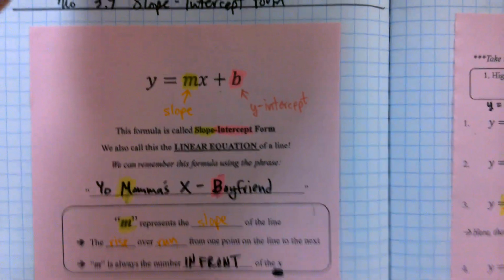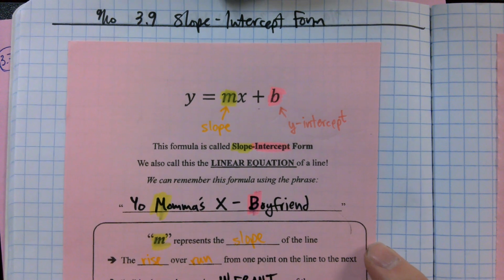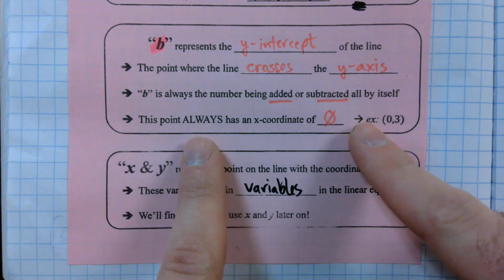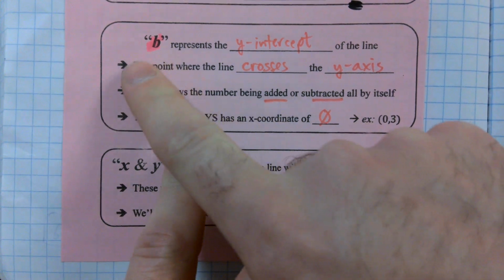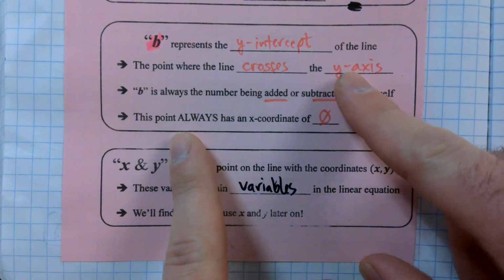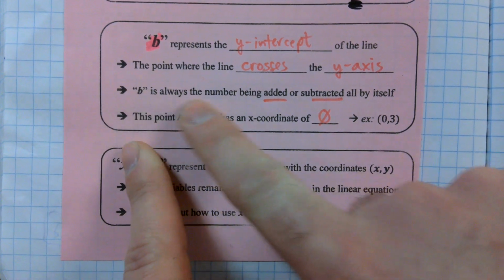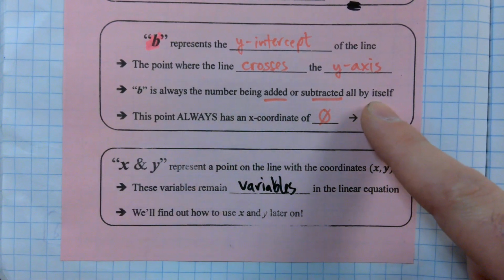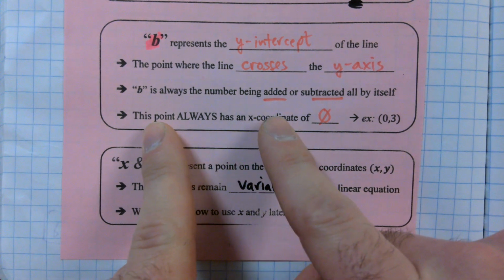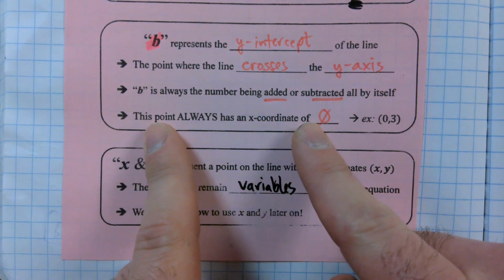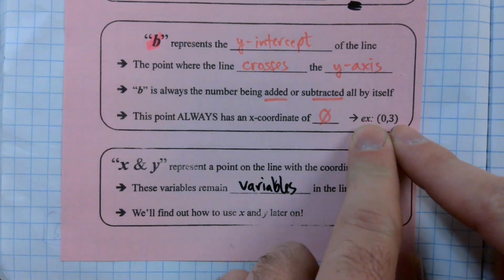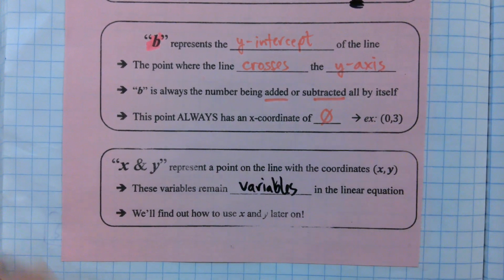When we were talking about slope-intercept form, and we were talking about our b value, our y-intercept, we know it's the point where the line crosses the y-axis. You guys pay attention, right? It's always the number being added or subtracted in an equation all by itself, but it's also the point with an x-coordinate of 0. Every single time. When you see an x-coordinate of 0, like 0, 3, 3 is my b.